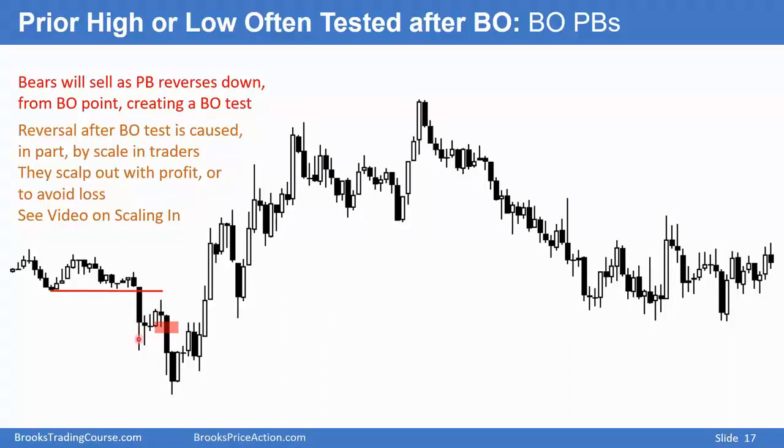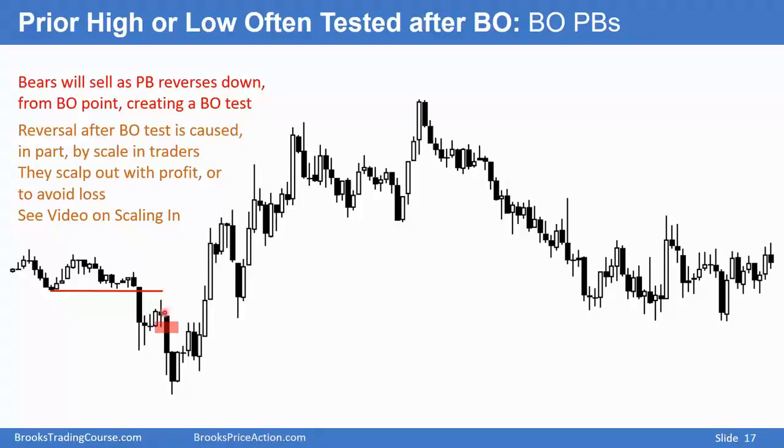And if they buy more here, the pullback was more than above the midpoint of their 2 entries. They were able to avoid a loss by scaling in. They buy here, buy more here. Their average entry price is here. This allowed them to get out. But that second buying helped create the pullback that tested the breakout point.